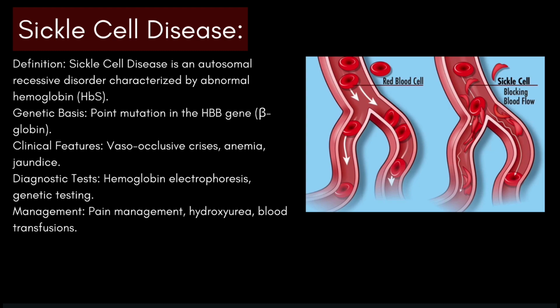Sickle cell disease. Sickle cell disease is an autosomal recessive disorder characterized by abnormal hemoglobin levels. The main genetic basis for sickle cell disease is a point mutation in the HBB gene, known as beta globin. Clinical features of sickle cell disease include vaso-occlusive crises, anemia, and jaundice.